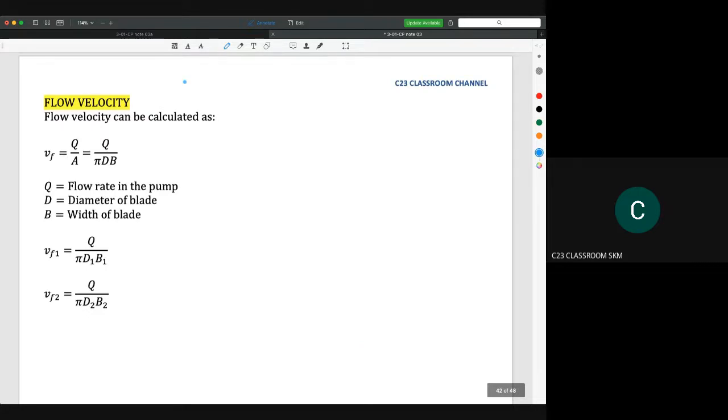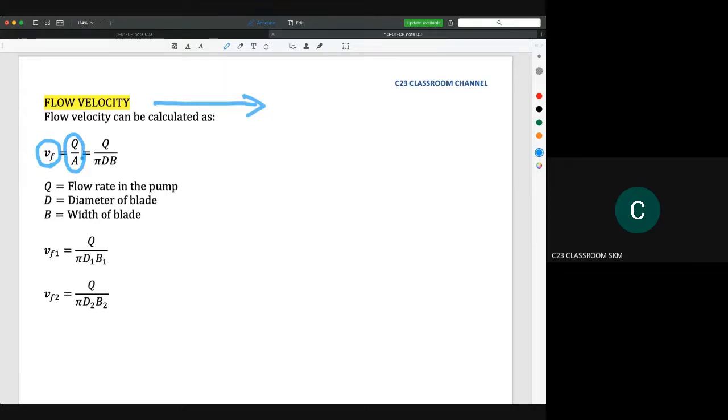Okay, now I would like to discuss the velocity of flow, or flow velocity. We can calculate the flow velocity with an equation, because flow velocity actually reflects the theoretical velocity. So we could calculate it by using a few common equations. We want to calculate the velocity, so it is equal to the flow rate divided by the cross-sectional area.